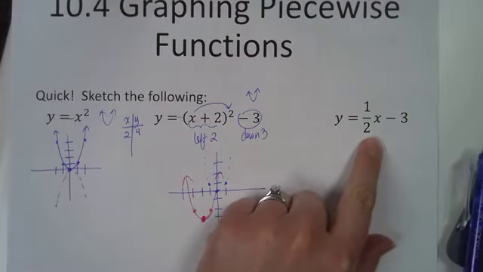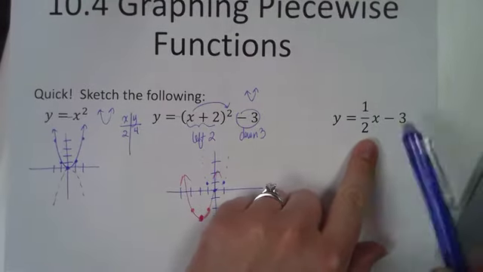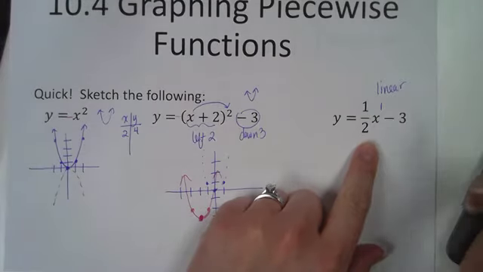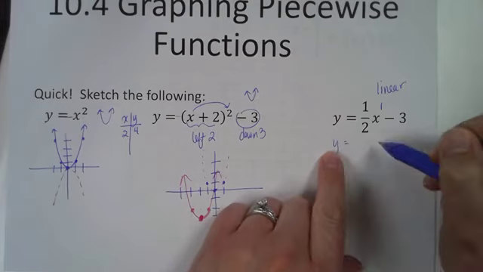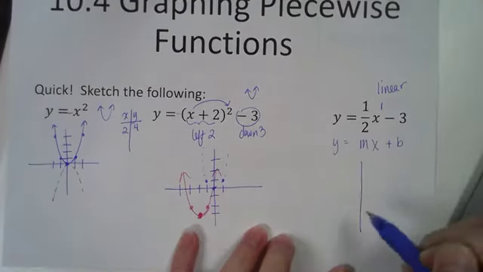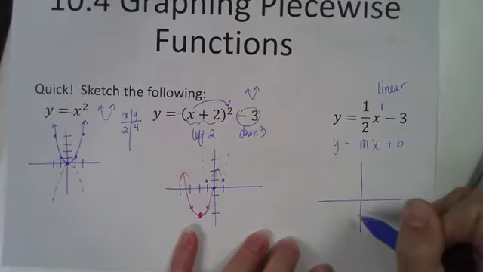All right, last one. What shape is this graph? Straight line. This is linear. This is x to the first power. It is a straight line. You'll notice it's in y equals mx plus b form. Very good. I like this color blue. It's very pretty.